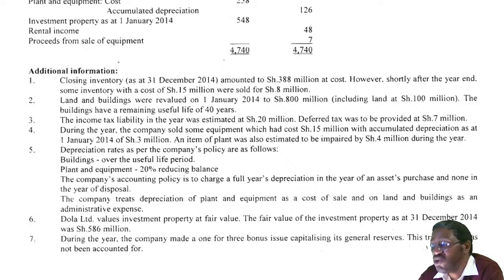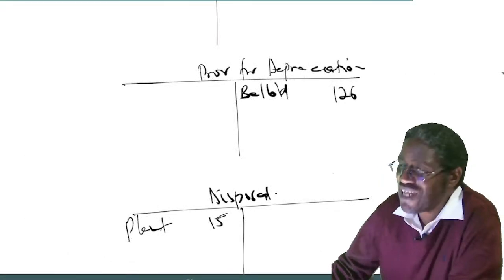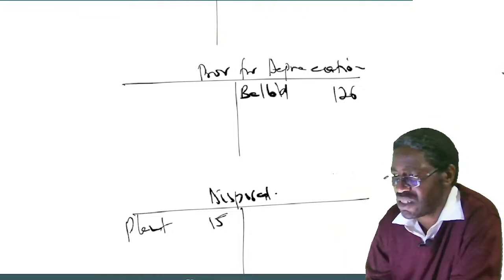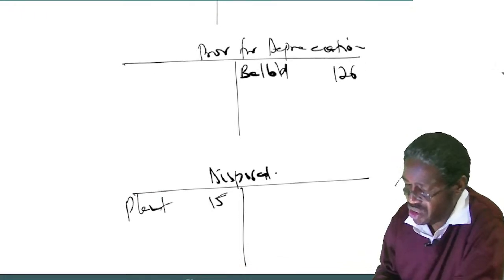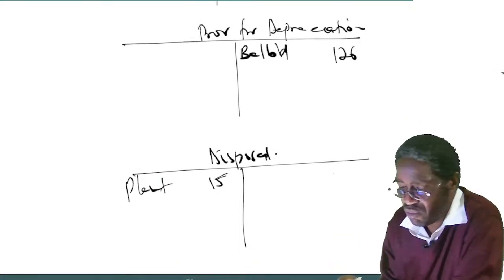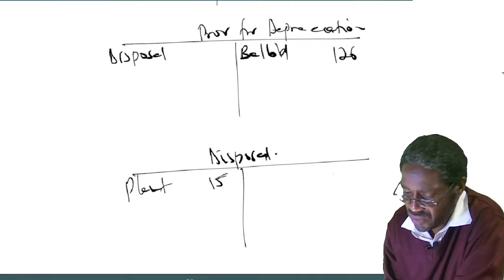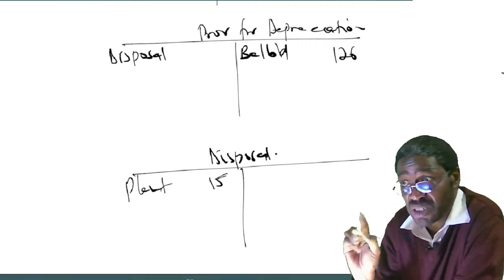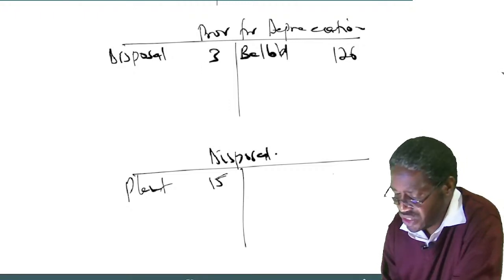So we use that 3 million as our accumulated depreciation. Remove it. That's what we want to do as step 2. It says, transfer the accumulated depreciation of the asset sold from the provision for depreciation to the disposal. So remove it from the provision. How? By debiting provision. Remember, it's part of 126. So you remove it by debiting provision and crediting disposal.